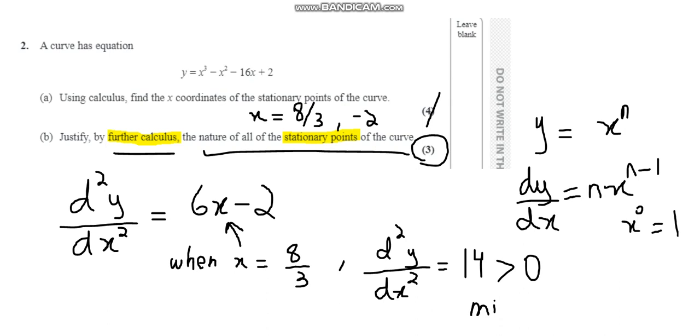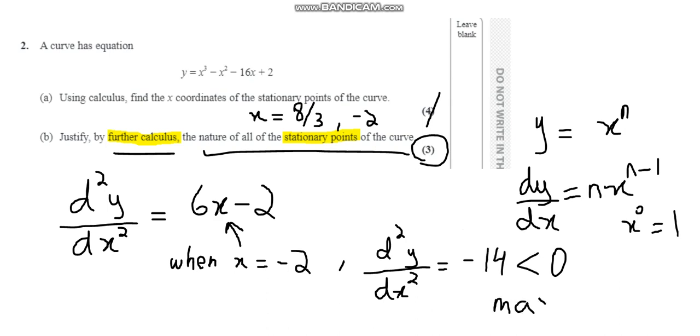And now the next thing we'll do is we'll just plug in the second value we got for minus 2. So guys, when I plug minus 2 here, 6 into minus 2 is minus 12, and minus 12 minus 2 becomes minus 14. So my d square y upon dx square is equal to minus 14, and if we look at it, that is less than 0. And we can say that this is an increasing function, or you can say that this is a max stationary point. There you go.